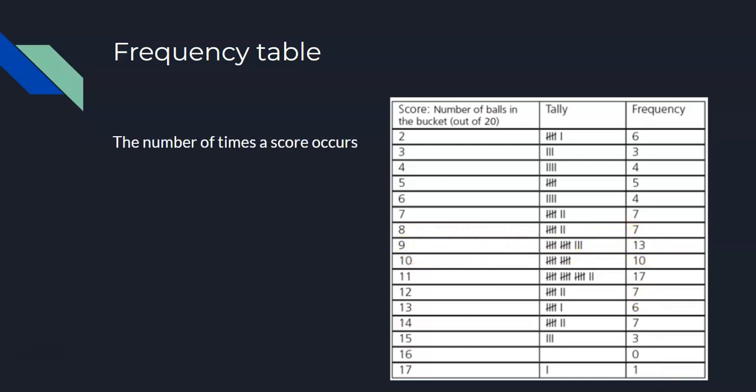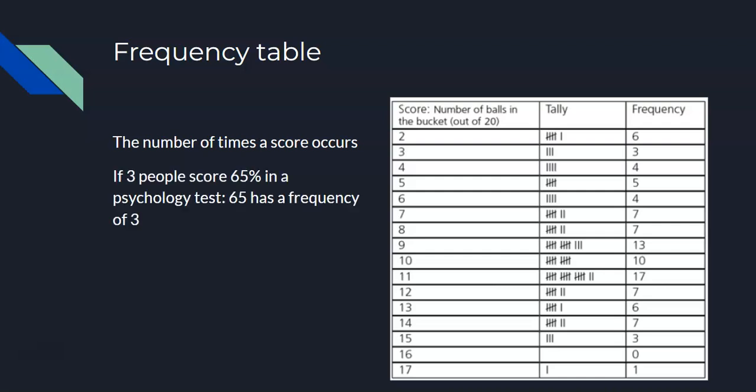And really, frequency tables just tell us the number of times a score occurs. So let's say we did a psychology test, and 3 people in the class got a score of 65%, then 65 has a frequency of 3.